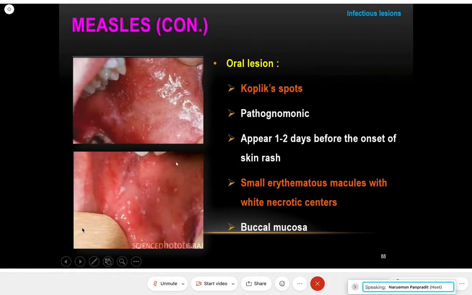How about the oral lesion? It has a pathognomonic character, which means other lesions will not show this character. They call it the Koplik spot, like small grains of salt. The surface of the mucosa changes to a red color with small white spots that come from the necrotic center of the tissue. This is a unique character of measles in the oral mucosa. It appears just 1 or 2 days before the onset of the skin rash.